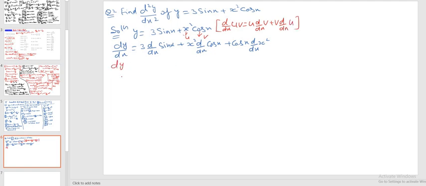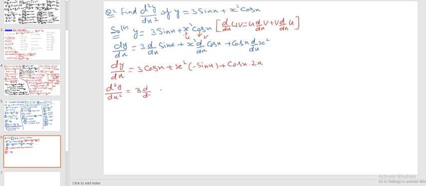So just differentiate it. dy/dx is equal to 3 times d/dx of sin x, which is cos x, plus x² times d/dx of cos x, which is minus sin x, plus cos x into d/dx of x², which is 2x. This is your first derivative. Now, what he is asking is the second, so again differentiate this.